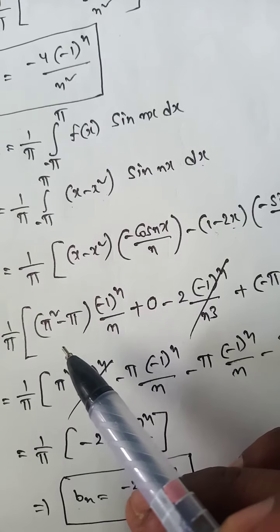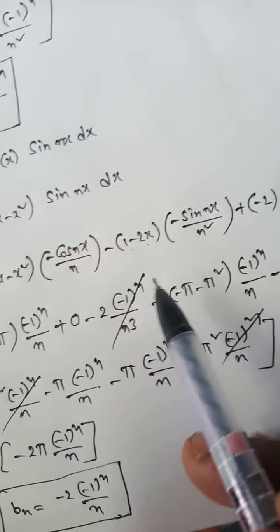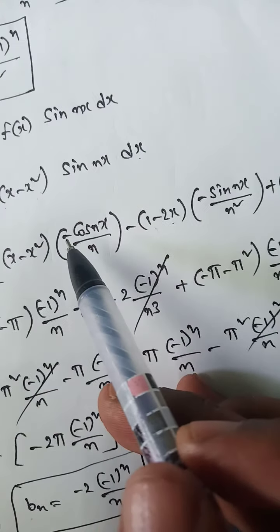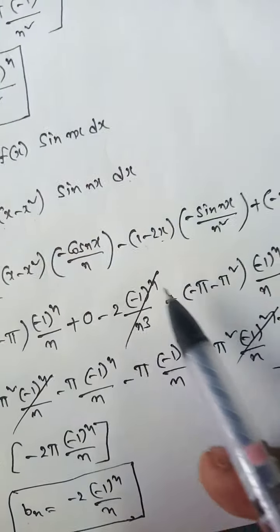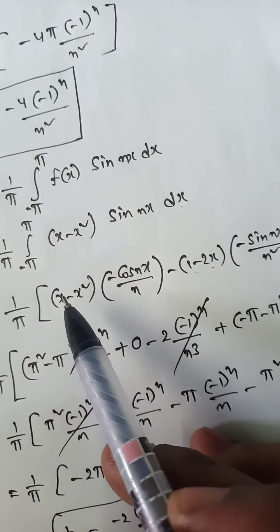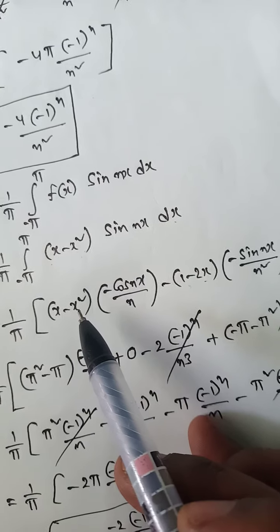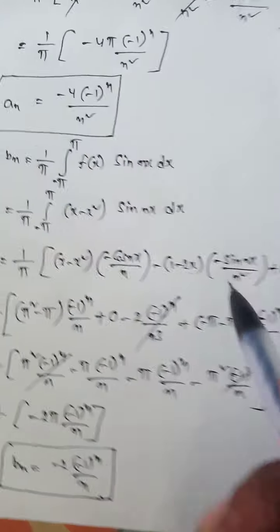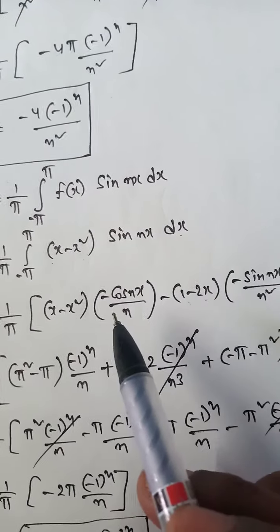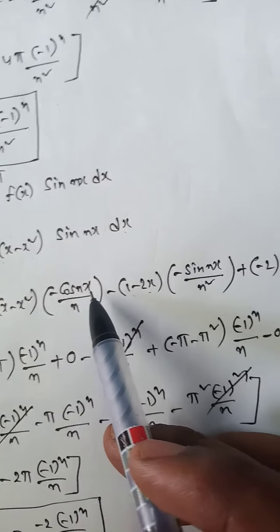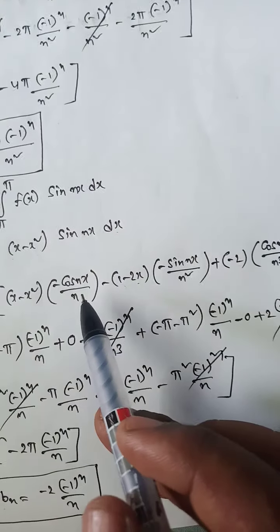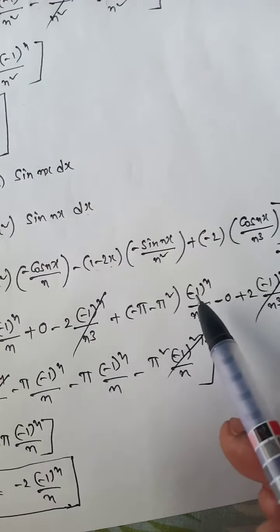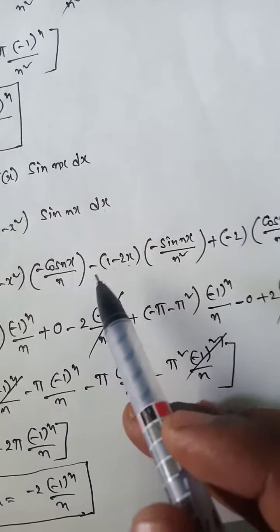These three are related to the upper limit pi. Now, before moving on to the lower limit, for this term you will have another minus, minus into minus plus. In the place of x minus pi whole square, again pi square, minus pi square. Here, cos n into, in the place of x minus pi, lower limit now, cos of minus n pi, again cos n pi is minus 1 whole power n by n.